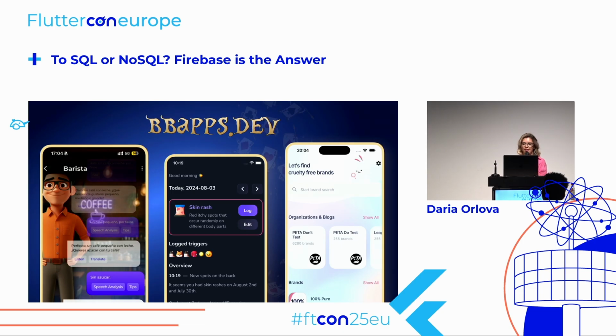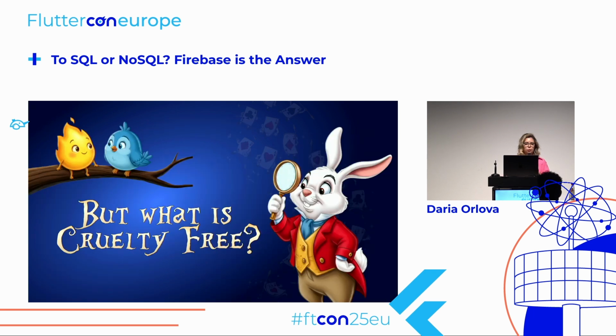And this is an AI language learning app. The second app is Trigger Journal, which is basically a symptom tracker and a wellness journal, which is currently undergoing redesign and refactoring and so on. So maybe don't try it out just yet and try it in a month or so. And the final app is Bunny Search, which is an app where you can check if a cosmetics brand is cruelty-free or not. But what is cruelty-free?